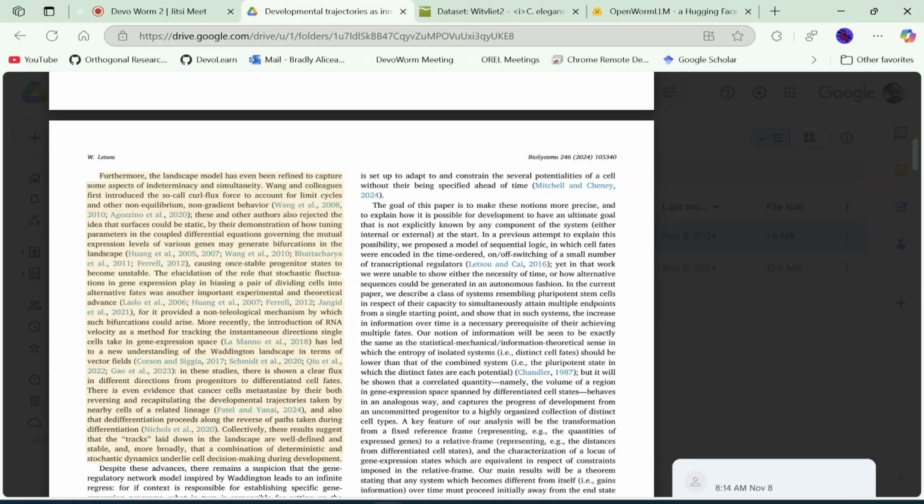This is where sometimes we have progenitor states that become unstable. Sometimes we get this buffering. There's a lot of a role of stochastic fluctuation in gene expression, and this is something that's also captured in this model. And this is an interesting point here. So the elucidation of the role of stochastic fluctuations in gene expression in biasing a pair of dividing cells into alternate fates was another important experimental and theoretical advance, for it provided a non-teleological mechanism by which such bifurcations could arise.